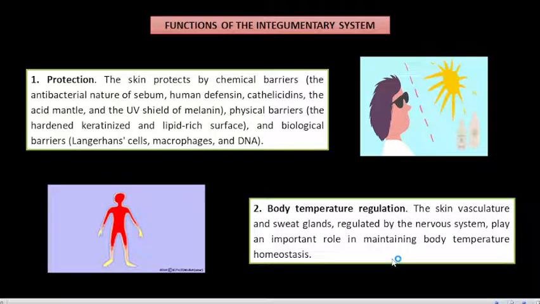Kasi nga, nagko-constrict yung blood vessels. So, hindi mabilis yung daloy ng dugo. Okay? And when vasoconstriction happens, we are able to maintain our body temperature through reducing heat loss. So, kapag mahina yung flow of blood, we are reducing heat loss due to vasoconstriction.